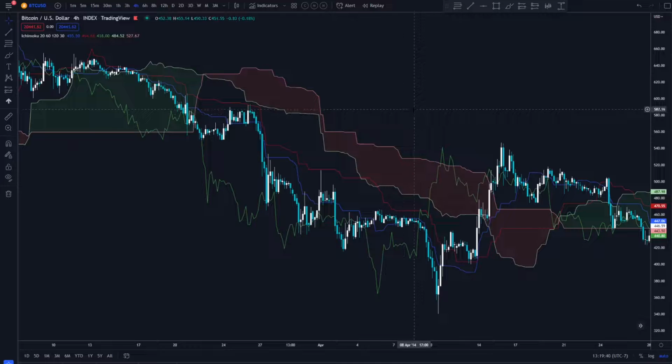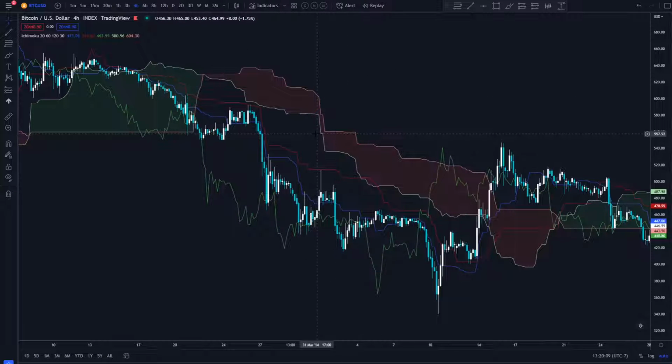So let's move on to some short examples now. Short conditions are basically just the opposite of your long conditions. You need the Tenkan and Kijun lines to be crossed bearish, the Tenkan and Kijun lines to be below the cloud, the future price of the cloud, the Kumo twist, to be crossed bearish, and you need the lagging span to be below everything, below the cloud, the price, and the Tenkan and Kijun lines.